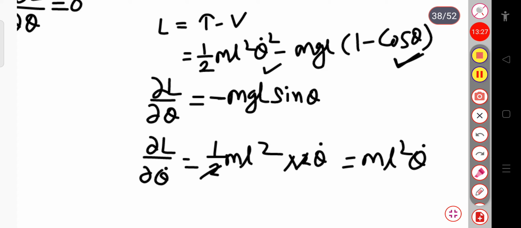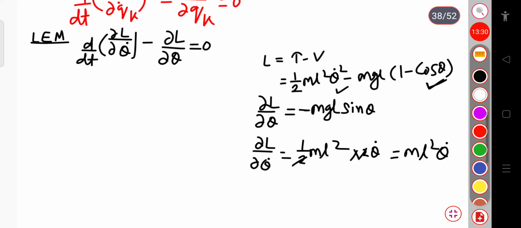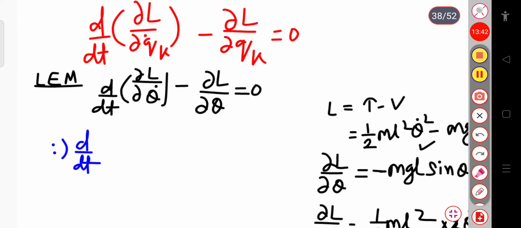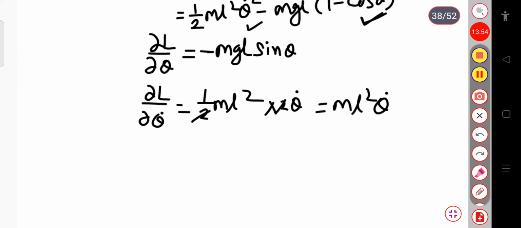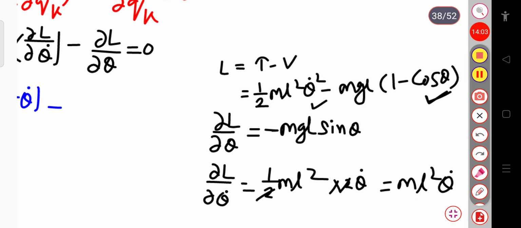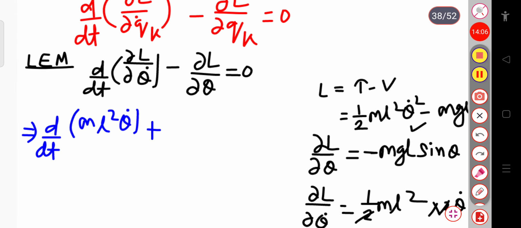Now if I put the values in this expression, d/dt of ∂L/∂θ̇ is ml²θ̈, minus ∂L/∂θ, which is minus mgl sin θ. So this minus minus becomes plus mgl sin θ, and this is equal to 0.